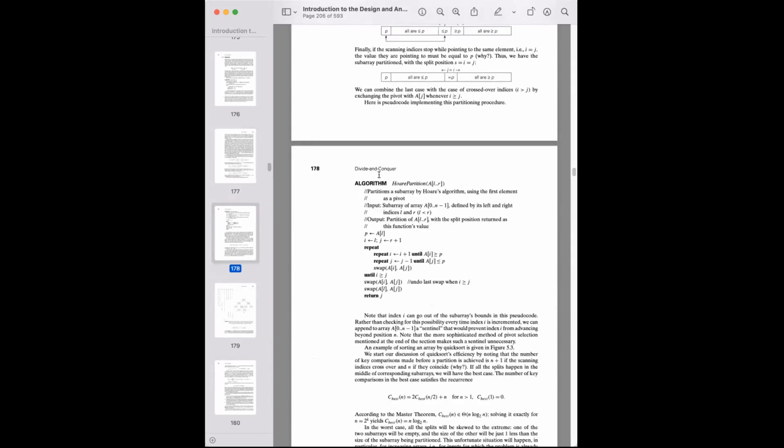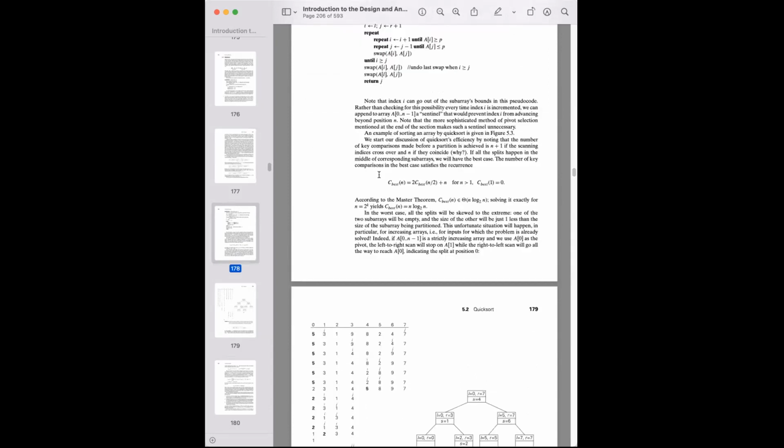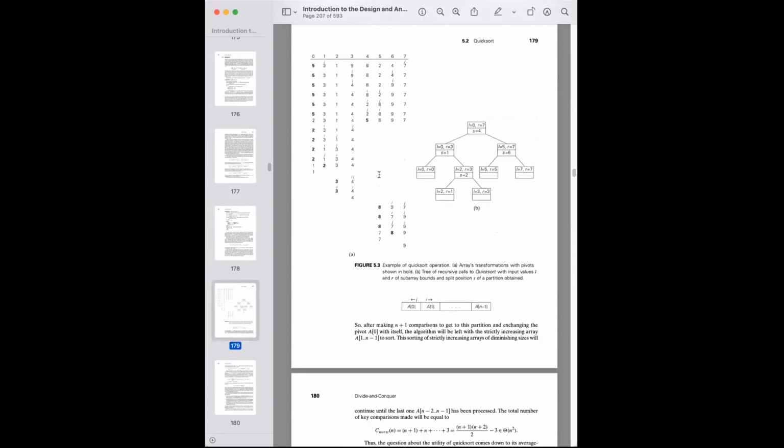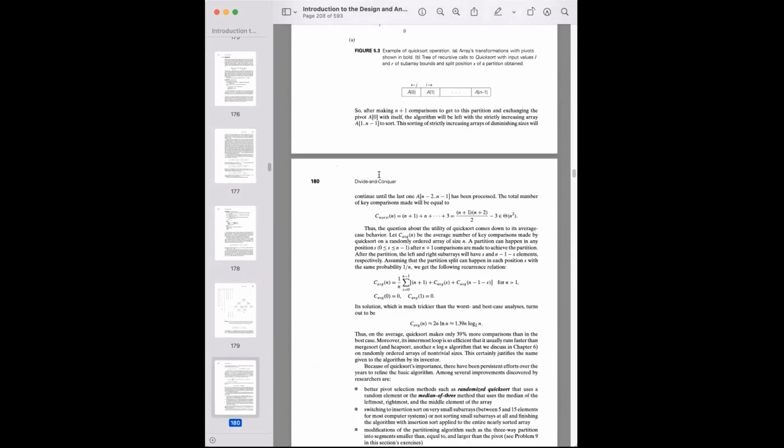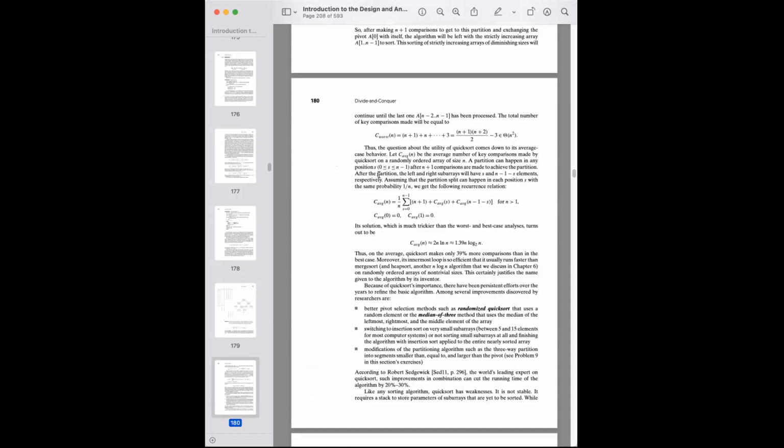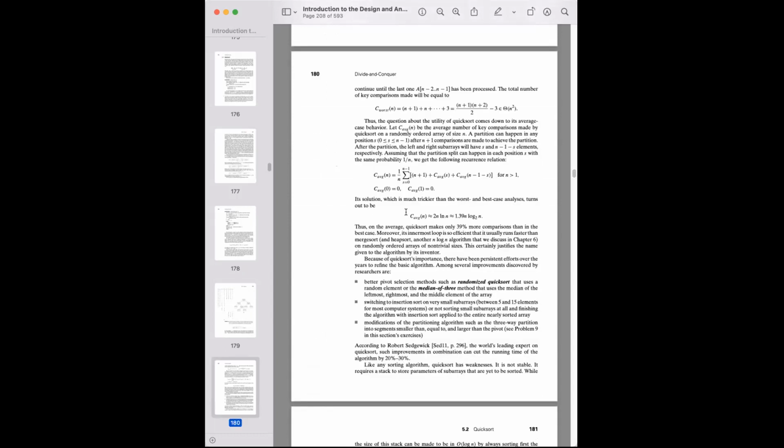And there are different strategies on how to pick that pivot point. For example, here it talks about the randomized quicksort, which uses a random element to be the pivot point instead of the first one. There's this median of 3 that'll take the leftmost, rightmost, and middle element, get their median, and make that the pivot point, and different things that we can do.